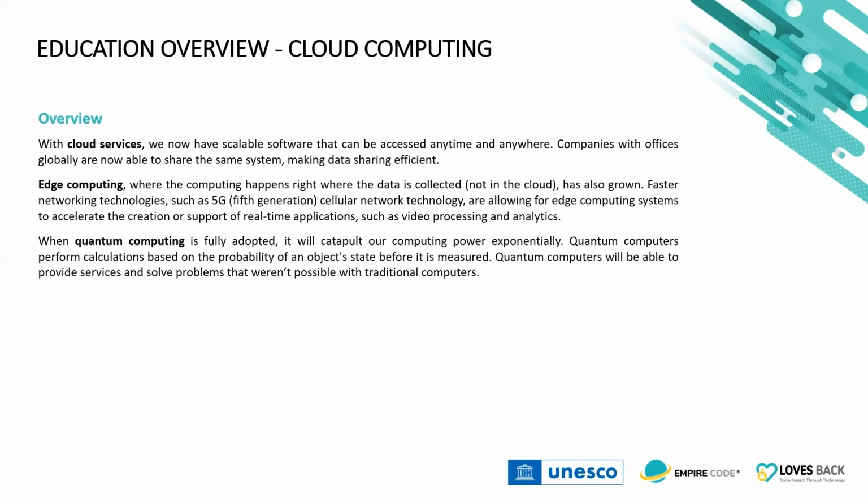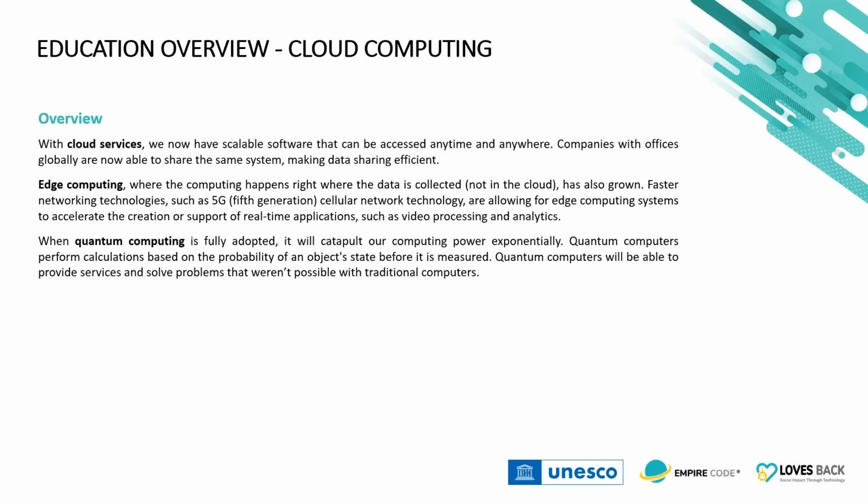With cloud services, we now have scalable software that can be accessed anytime and anywhere. Companies with offices globally are now able to share the same system, making data sharing efficient. Now, other forms of cloud computing and cloud services include simple things like where your WhatsApp is stored and how you can get onto WhatsApp, whether it's on your phone or your computer, or even your calendar or email. The ability to look at your email or calendar from your phone and from your laptop is made possible only with cloud services.